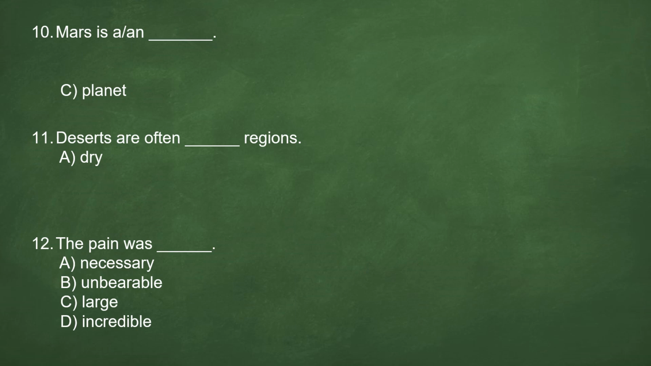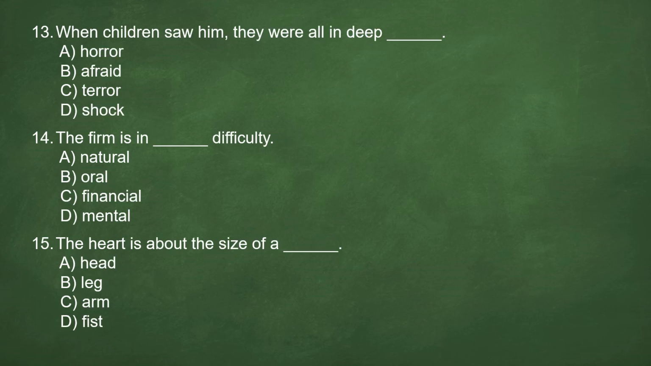Number twelve. The pain was blank. A. Necessary, B. Unbearable, C. Large, D. Incredible. Answer: B. Unbearable. The pain was unbearable. Number thirteen. When children saw him, they were all in deep blank. A. Horror, B. Afraid, C. Terror, D. Shock. Answer: D. Shock. When children saw him, they were all in deep shock.